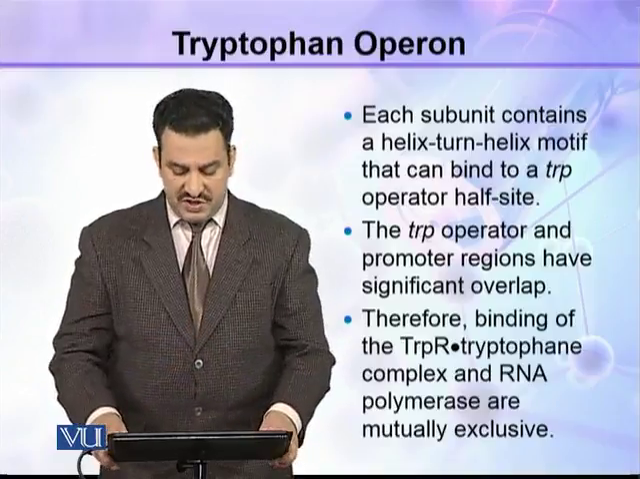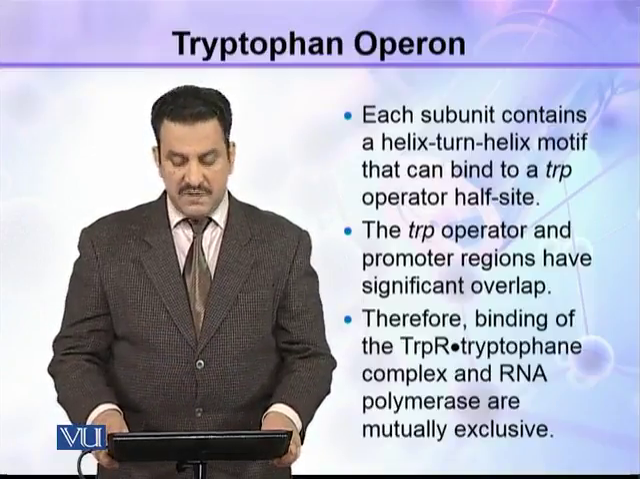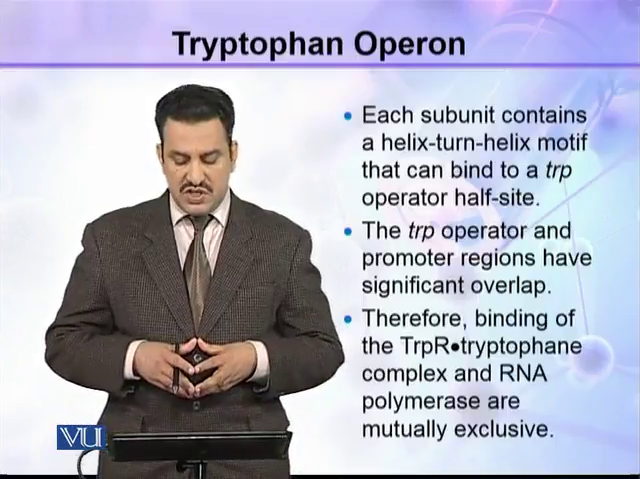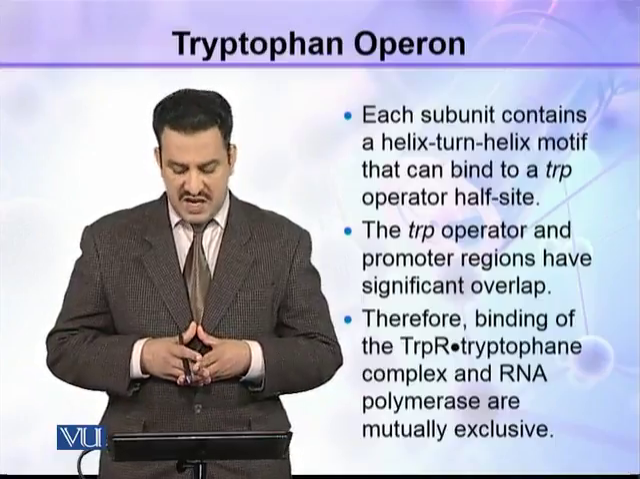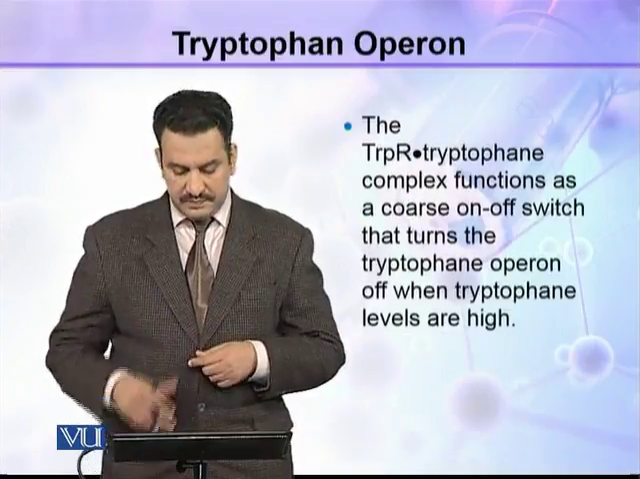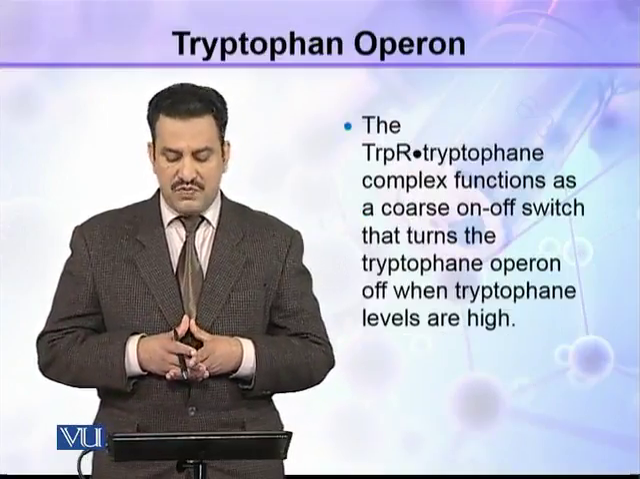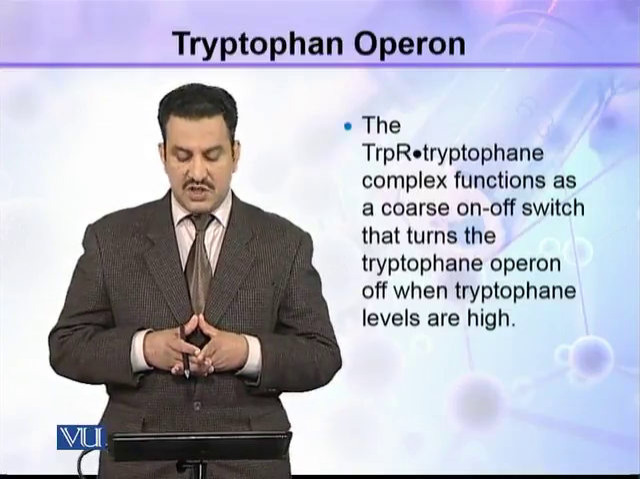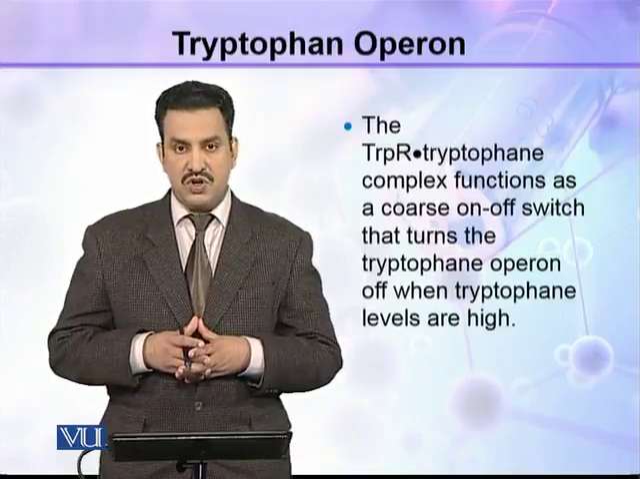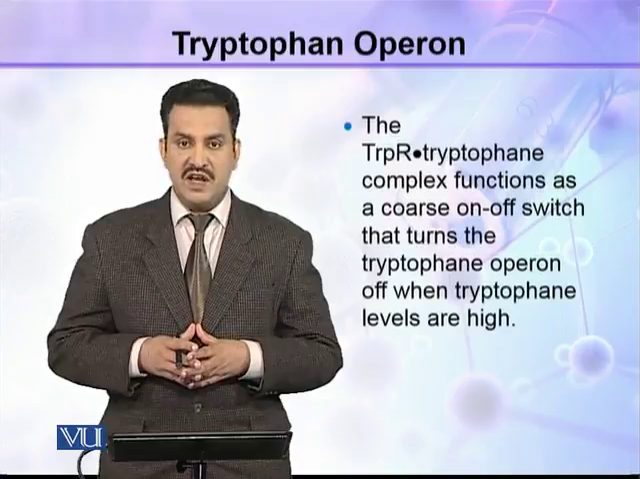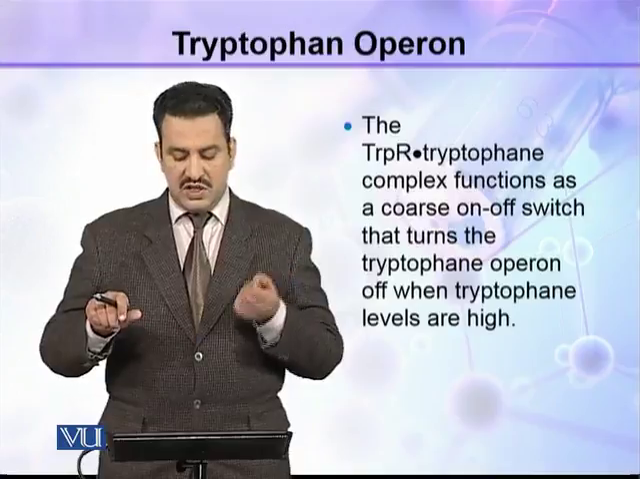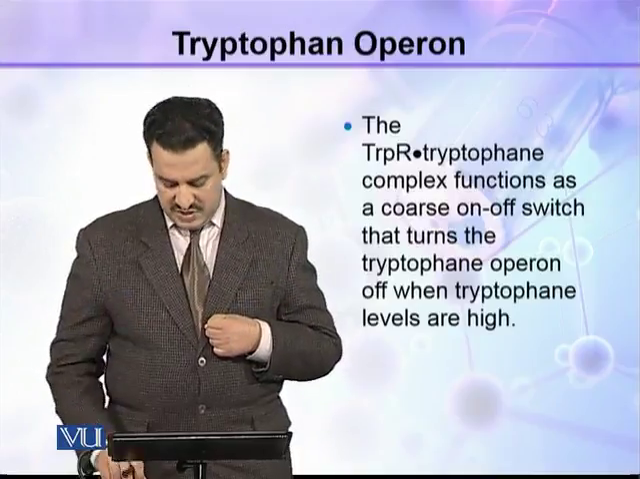The trp operator and promoter regions have significant overlap. Therefore, binding of the trpR-tryptophan complex and RNA polymerase are mutually exclusive. The trpR-tryptophan complex functions as a coarse on-off switch that turns the tryptophan operon off when tryptophan levels are high. So when tryptophan levels are high, this will turn the tryptophan operon off.